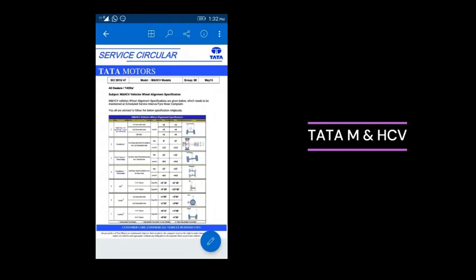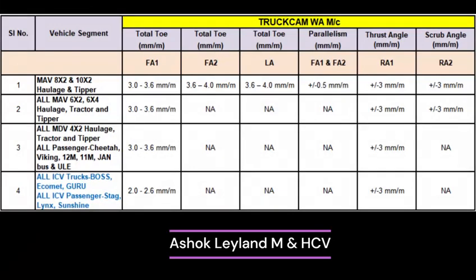In this example, let us consider an Ashok Leyland 4225 10x2 multi-axle vehicle with 5 axles. The wheel alignment specifications for this vehicle are: total toe 3.00 to 3.60 mm for front axle 1. Total toe 3.60 to 4.00 mm for front axle 2. Total toe 3.60 to 4.00 mm for lift axle. Out of square value for rear axle 1 and rear axle 2 is minus 3.00 to plus 3.00 mm.